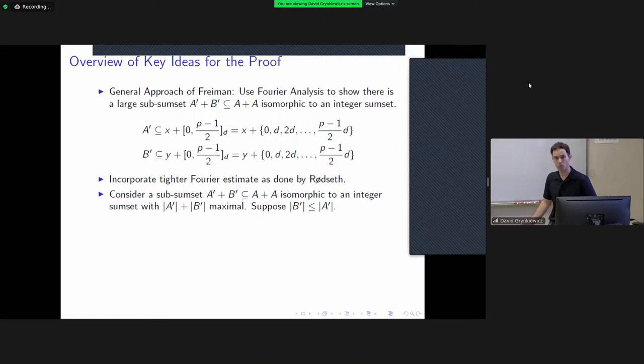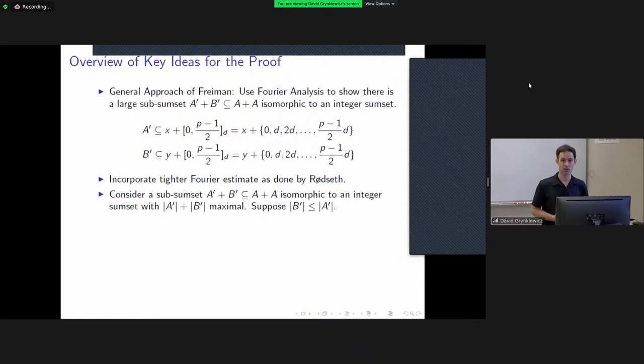Of course, since we have a large such one by this Fourier analysis approach, we can consider one that's maximal, and it will also be large. And just because the notation is symmetric, we can assume that B prime is the smaller of the two cardinalities. Now, I should mention that inside the original work of Freiman, B prime was always equal to A prime. And so here we're doing a slight variation. We're actually allowing the two sets to be different to give us some more flexibility. And this is actually going to help us improve the constants.